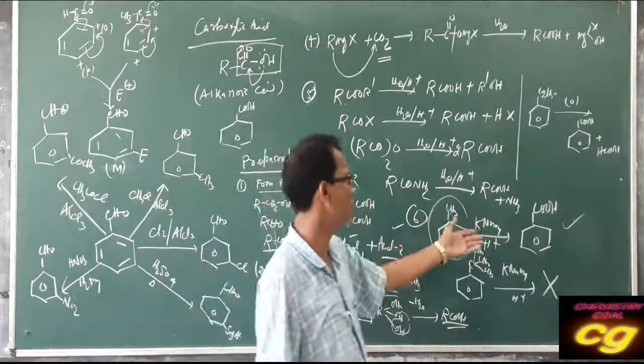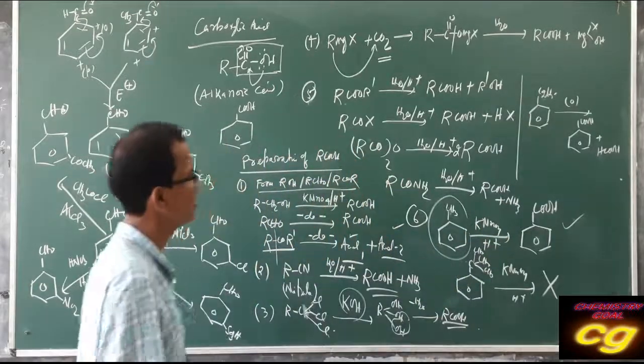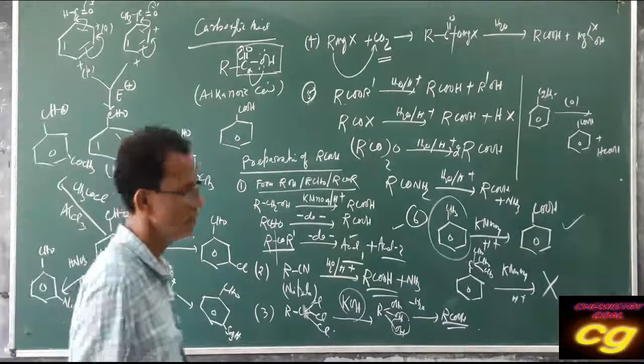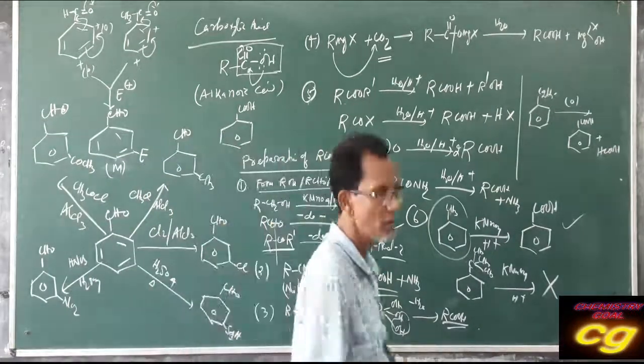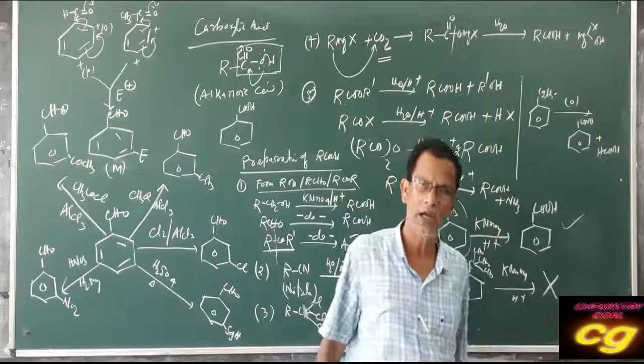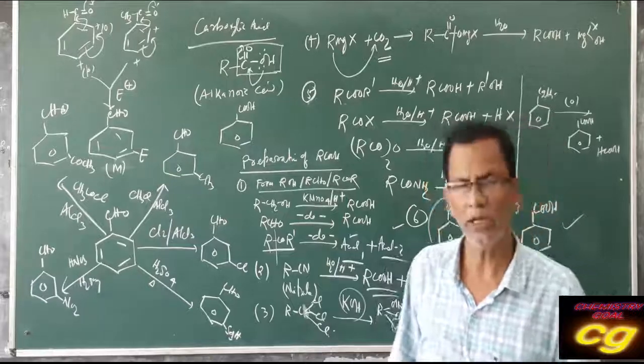KMnO4 or potassium dichromate can also be used. So this is about the preparation of carboxylic acid. In the next class we will discuss the physical and chemical properties of carboxylic acid and its derivatives: ester, acid anhydride, acid amide, and acid halide. Okay, thank you all.